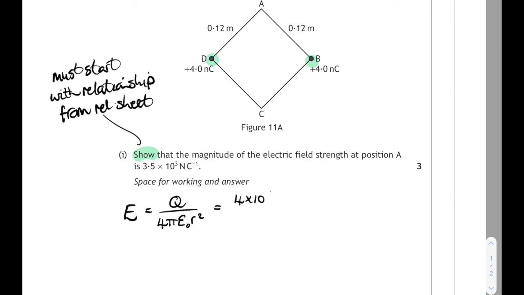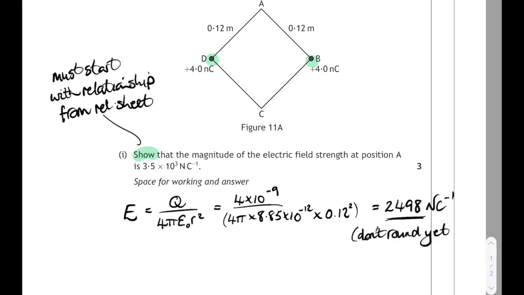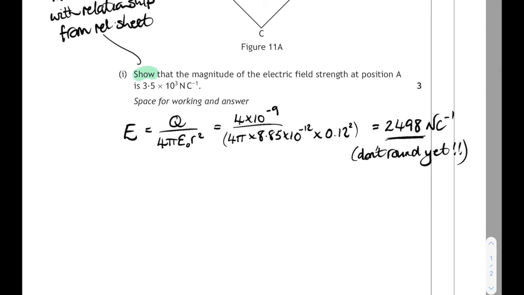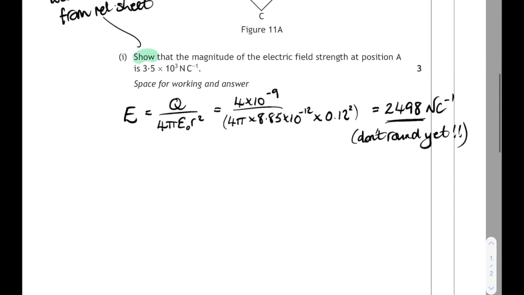Substitute your numbers in. For one of the charges, so 4 times 10 to the minus 9, 4 nanocoulombs, divided by 4 pi times E naught, the permittivity of free space on your data sheet, times the distance, 0.12, don't forget to square it. And if you do all of that on your calculator, then you get an electric field strength just due to one of the charges of 2498 newtons per coulomb, and don't round that because we want the combined magnitude of the electric field strength.